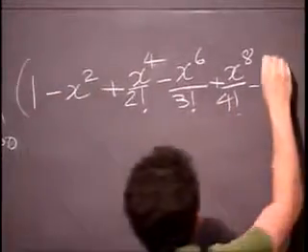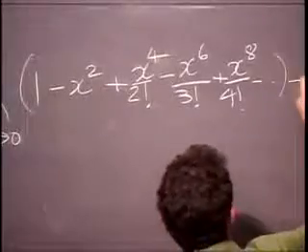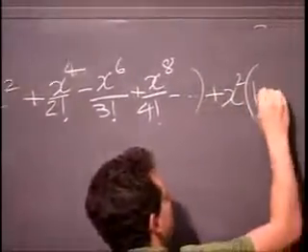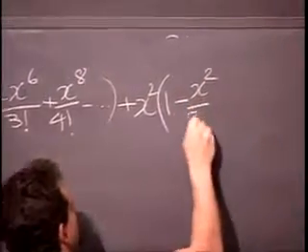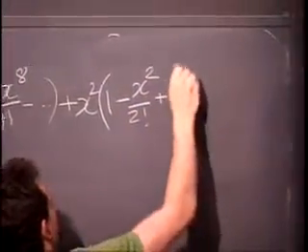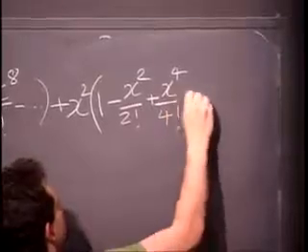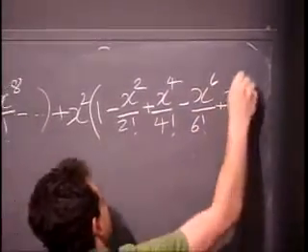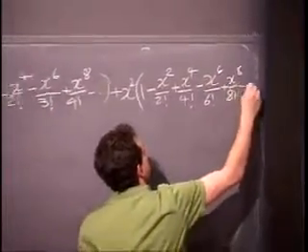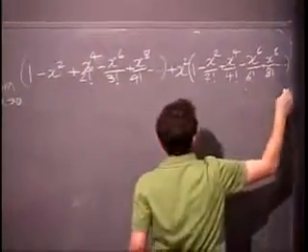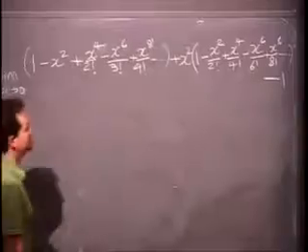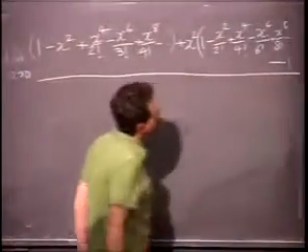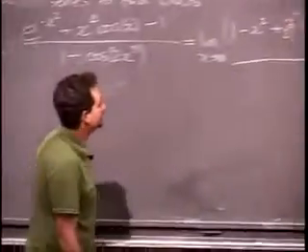So that's the e to the x term. Plus x squared cosine x is going to be 1 minus x squared over 2 factorial plus x to the 4th over 4 factorial minus x to the 6th over 6 factorial plus x to the 8th over 8 factorial. And then somehow I have to squeeze in a minus 1 on the numerator. So that's the numerator. Unfortunately, I didn't quite squeeze in the minus 1, but what are you going to do?